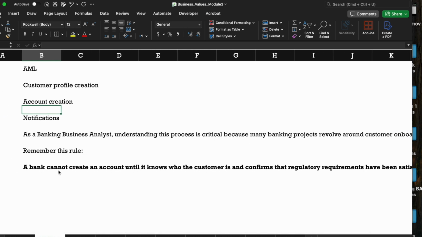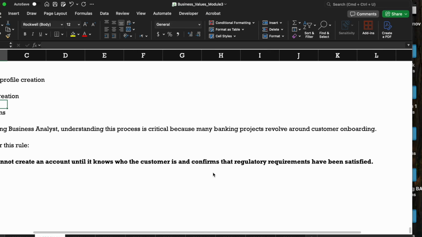Remember this rule: the bank cannot create an account until it knows who the customer is and confirms that regulatory requirements have been satisfied. Okay, thank you. That's the end of lesson number 32.